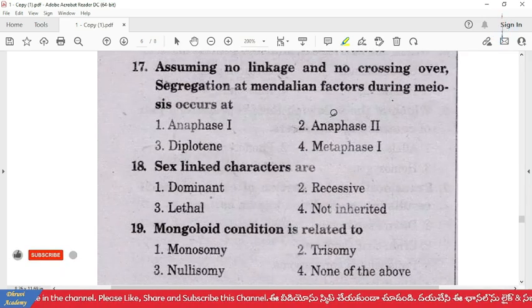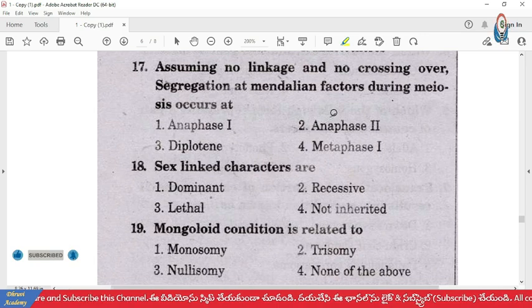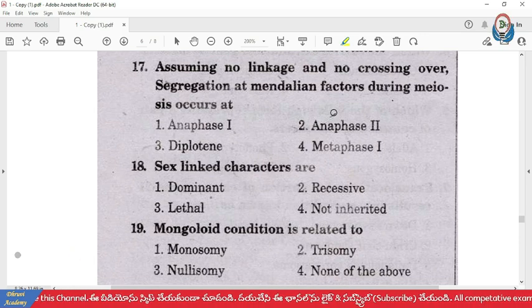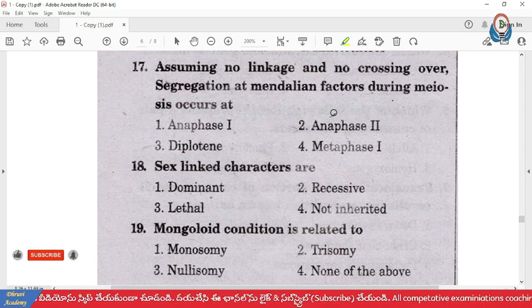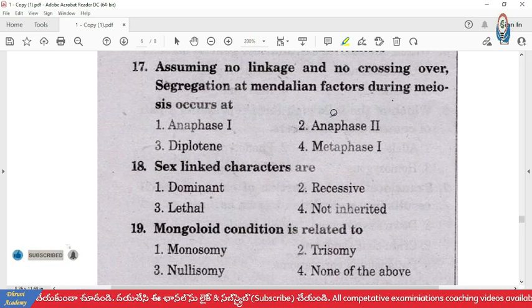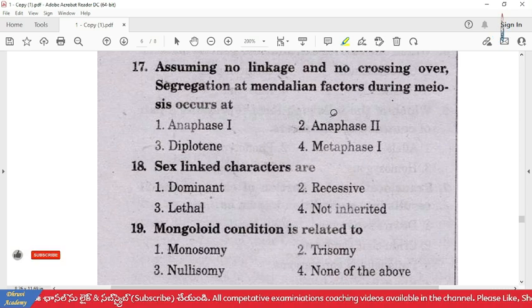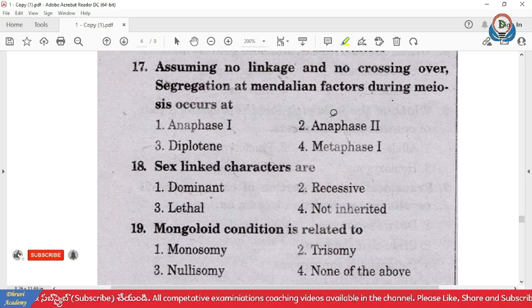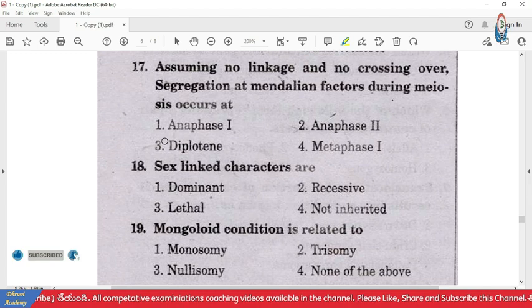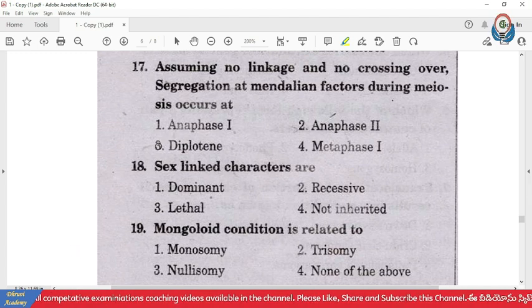Assuming no linkages and no crossing over, segregation of Mendelian factors during meiosis occurred, is it anaphase 1 or anaphase 2, or diplotene, and fourth one metaphase, which is the correct answer? Its answer is diplotene.